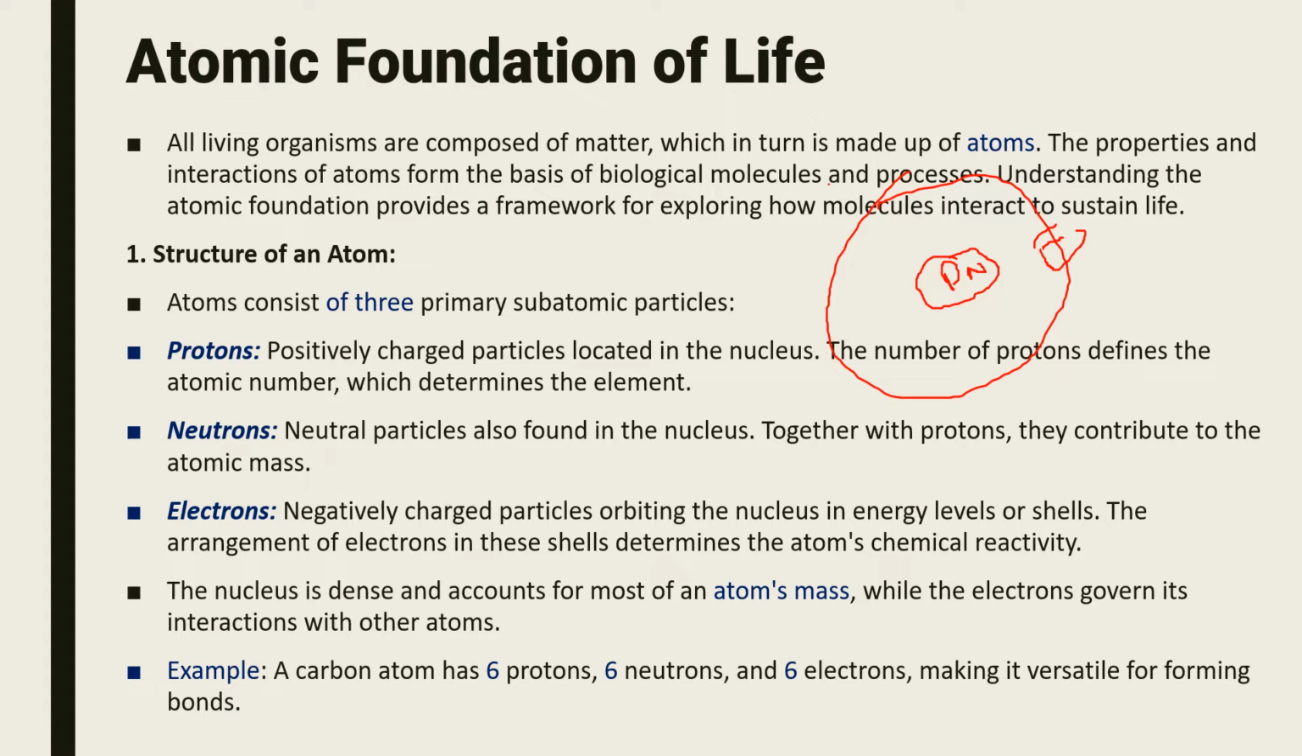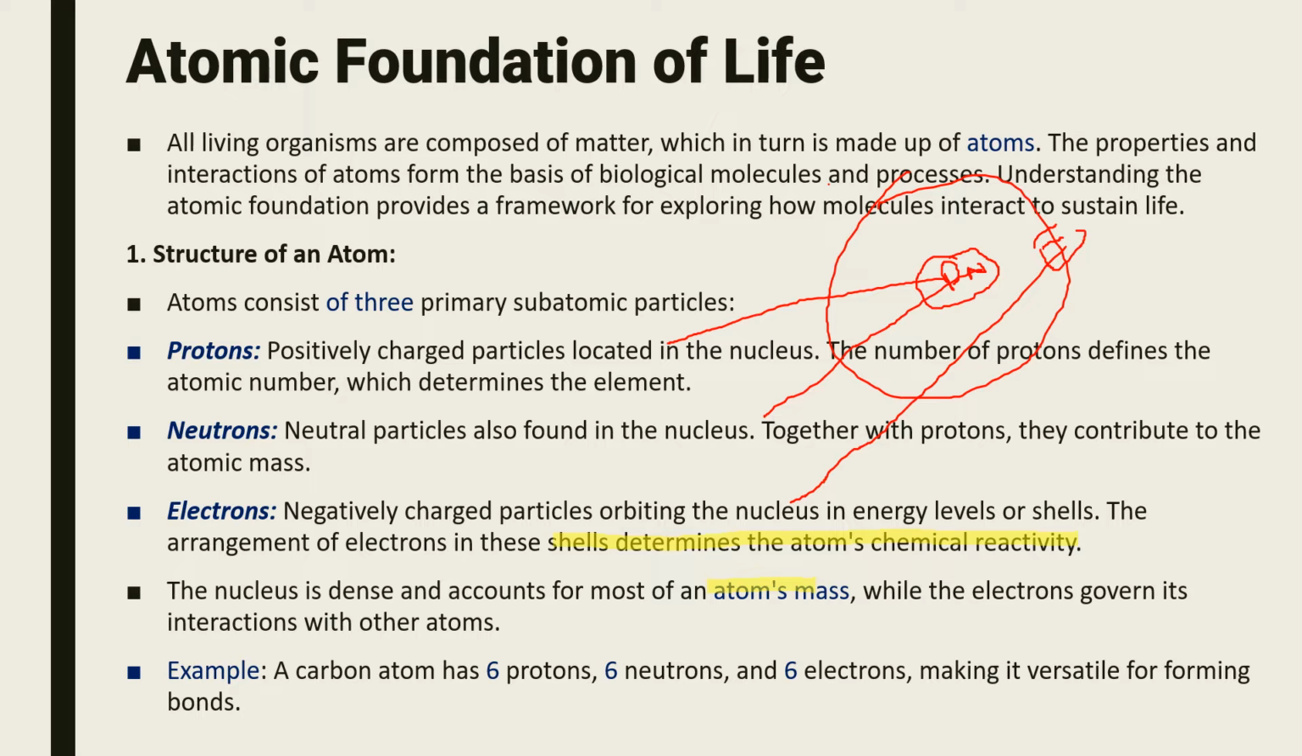What is proton? Proton is basically a positively charged particle, while neutron is neutral and electron is a negatively charged particle which revolves around the nucleus, just like the earth is revolving around the sun. And the mass of electron is almost negligible, but the electron is very important because it determines the atom's chemical reactivity. The nucleus is dense and accounts for most of an atom's mass because it has the protons and neutrons, which is almost the same as the mass of an atom, because electron is negligible.